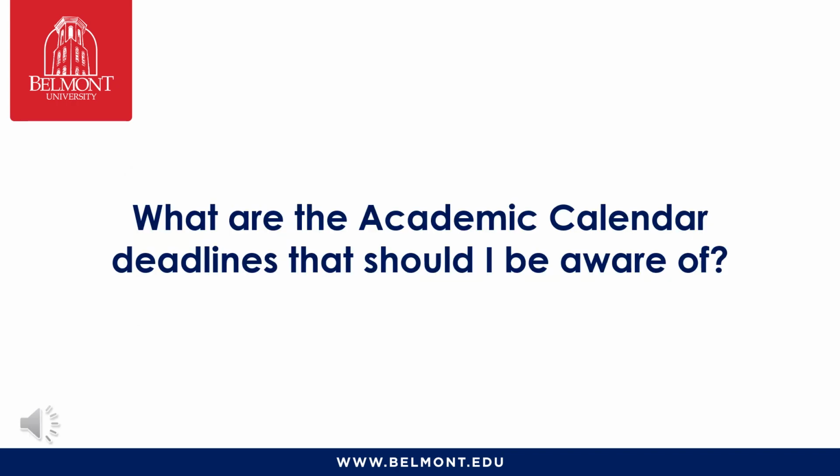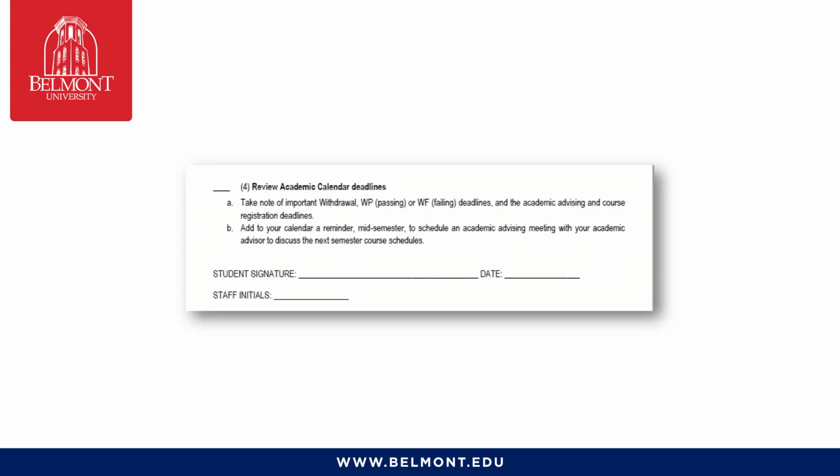Finally, we will review important information regarding the academic calendar. One question we get from students is, what are the academic calendar deadlines that I should be aware of? Students should take note of important withdrawal, WP, withdrawal passing, or WF, withdrawal failing, deadlines, as well as the academic advising and course registration deadlines. Add to your calendar a reminder mid-semester to schedule an academic advising meeting with your academic advisor to discuss the next semester course schedules. We will go over the academic calendar in more detail in a separate video.